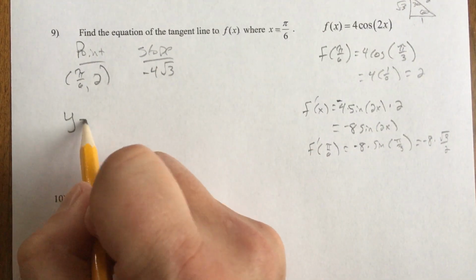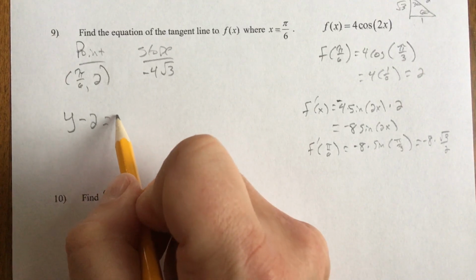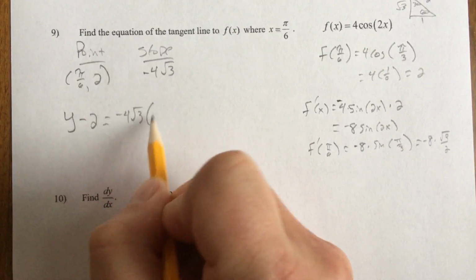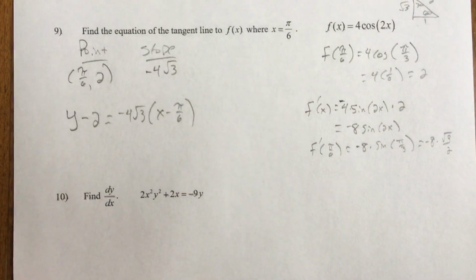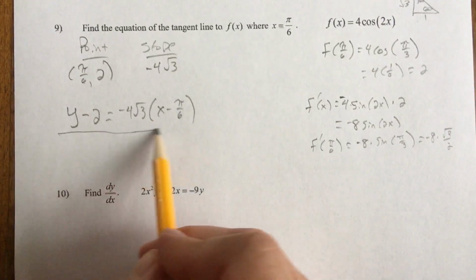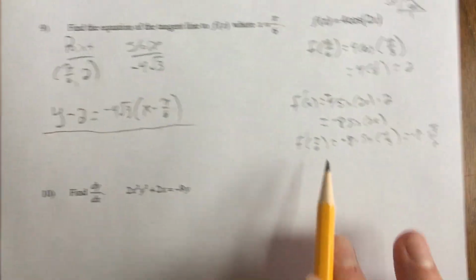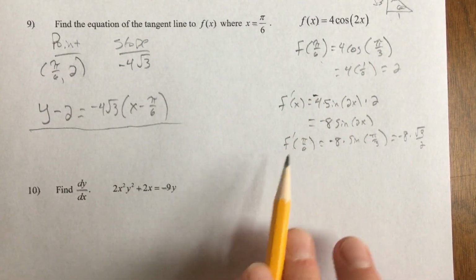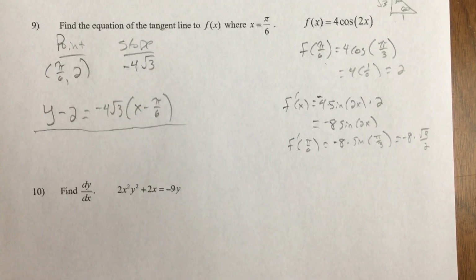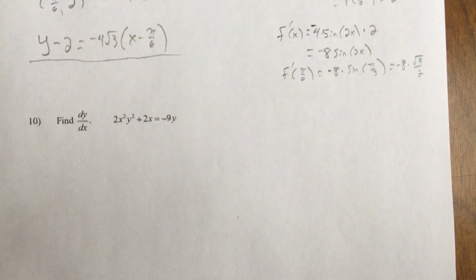So we're going to go y minus y1 equals slope times x minus x1. A couple different irrational numbers in there, but that is our equation. And again, the process is exactly the same. Find the function value, find the derivative at the point, put it all together, right? Same process we've done lots of times.